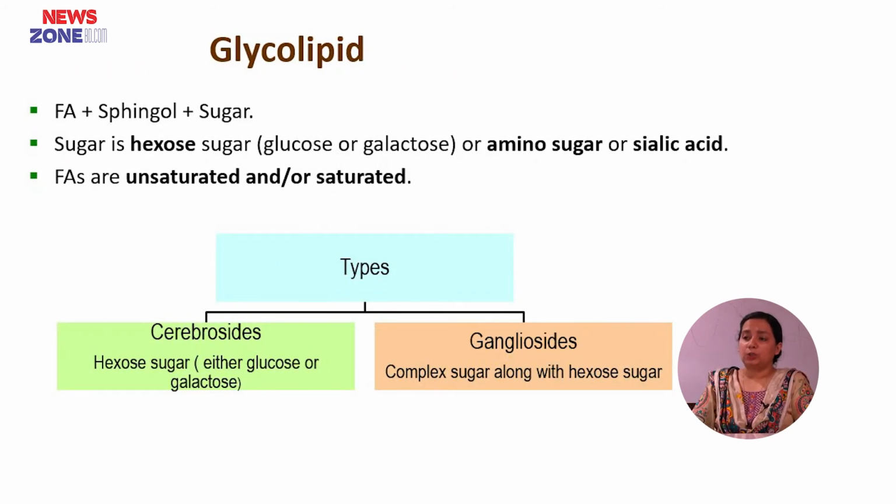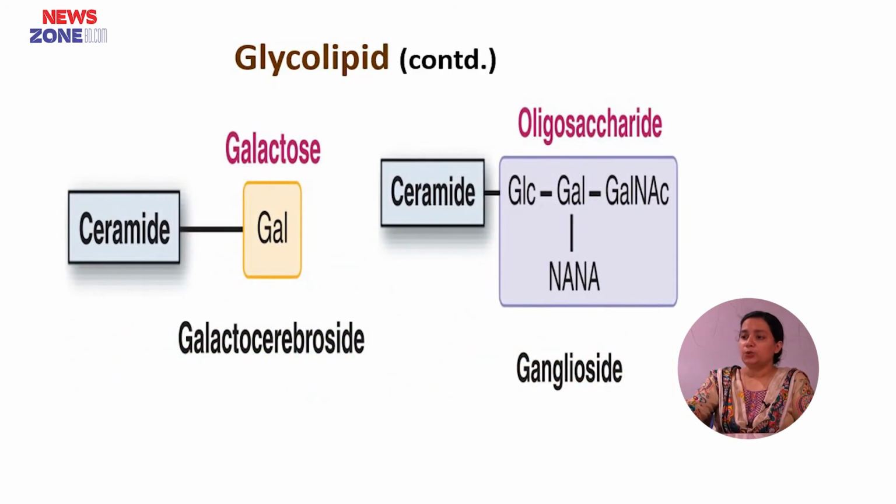Glycolipid: the general structure of glycolipid is fatty acid, sphingol plus sugar. The sugar is a hexose sugar, amino sugar or sialic acid, and fatty acids are saturated or may be unsaturated. There are two types of glycolipid: cerebroside and ganglioside. In cerebroside, the hexose sugar is either glucose or galactose, and in ganglioside, complex sugar is present along with the hexose sugar. In the structure of glycolipid, there is the ceramide portion and the galactose. In galactocerebroside this is so, while in ganglioside, an oligosaccharide is attached to the ceramide.